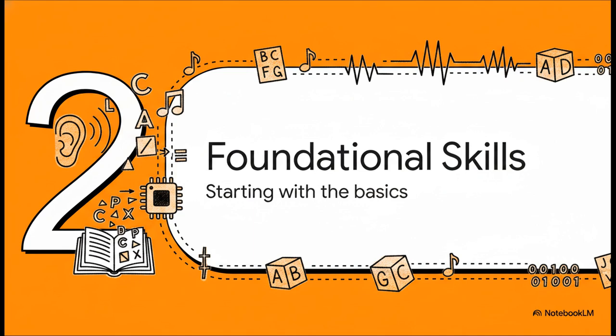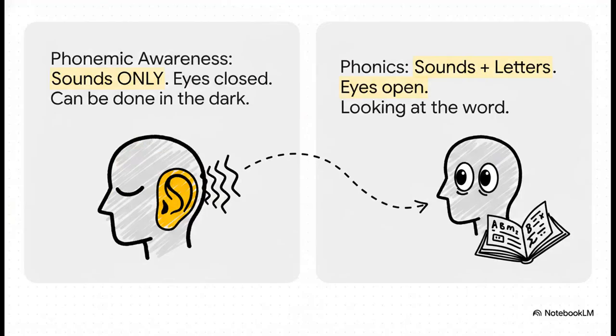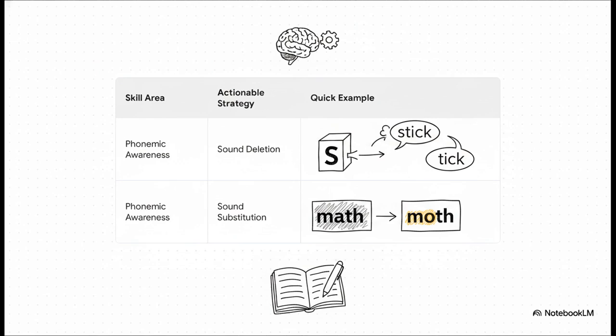We're talking about the first 2 skills, which are all about sound and the written code. A student has to have a solid grip on these before they can really move on to anything else. And this is the perfect way to remember the difference between the two. Phonemic awareness is all about sound, it's auditory. You could literally do these activities in the dark with your eyes closed. Phonics is where you connect those sounds to actual letters on a page. So for that, your eyes have to be open. It's the sound-symbol connection.